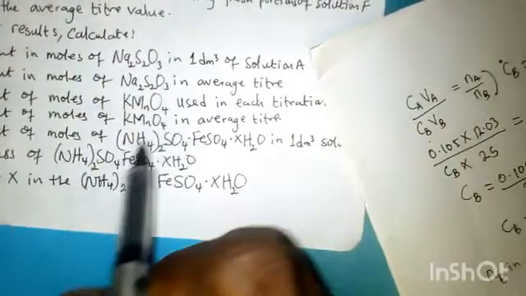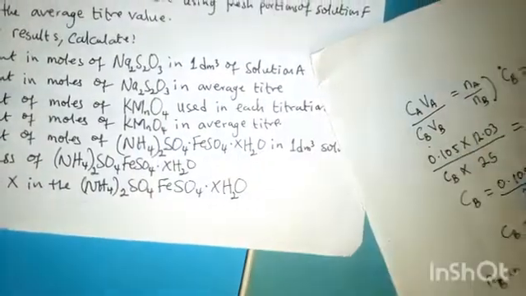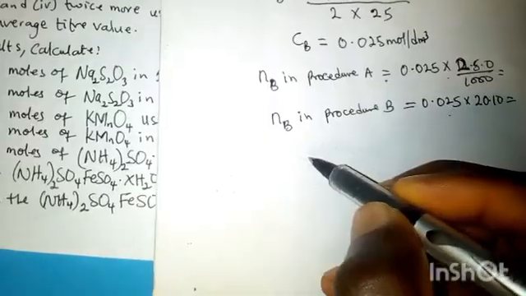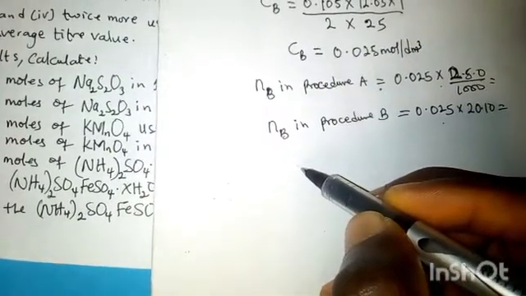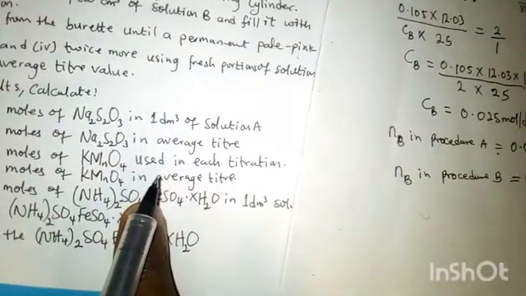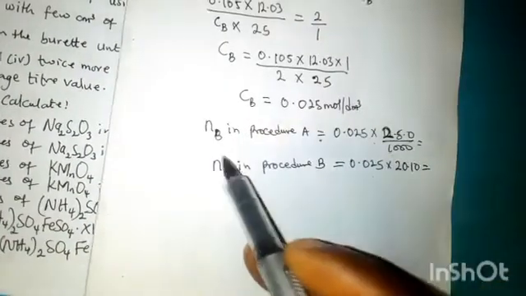Now the next line is, we're told to calculate the number of moles of this in average titer. The number of moles of that in average titer is very simple to calculate. That's for the second reaction. So I think I was able to get this.